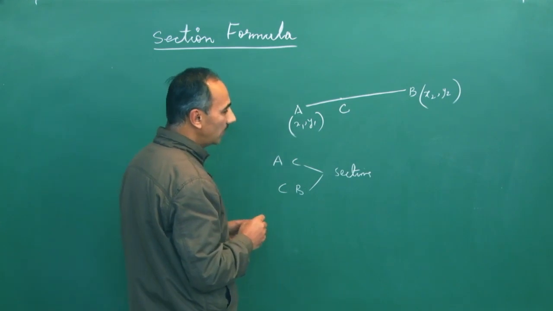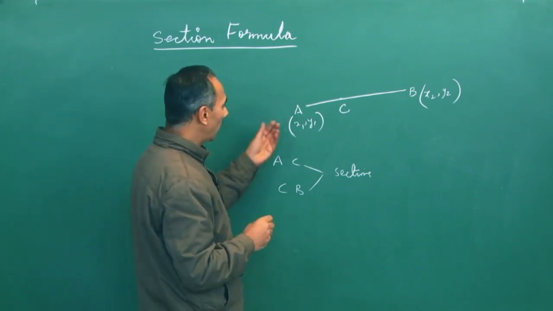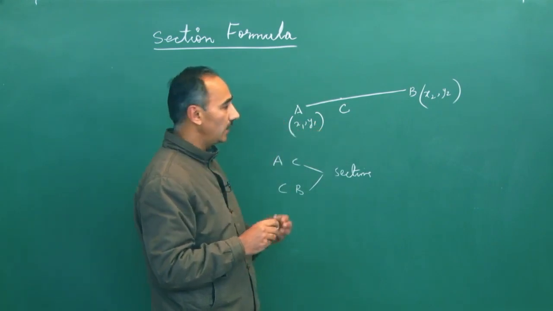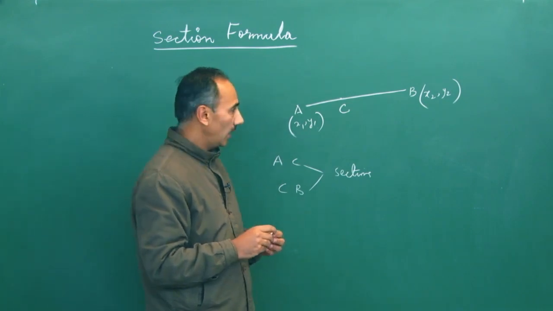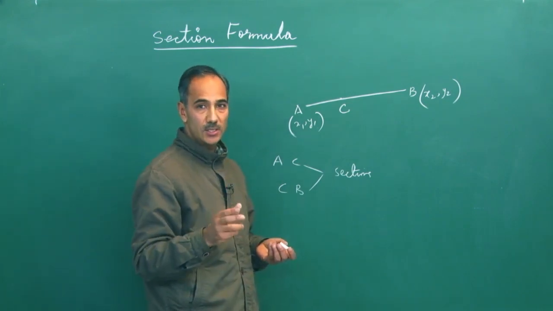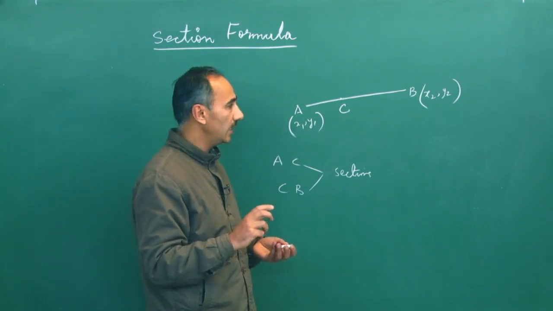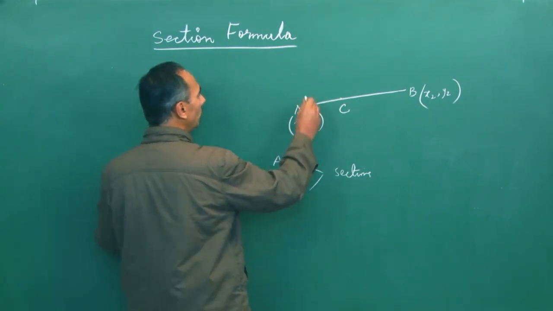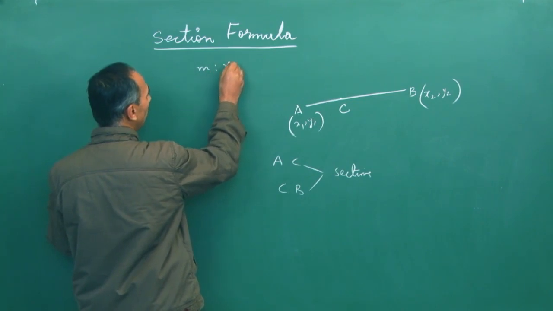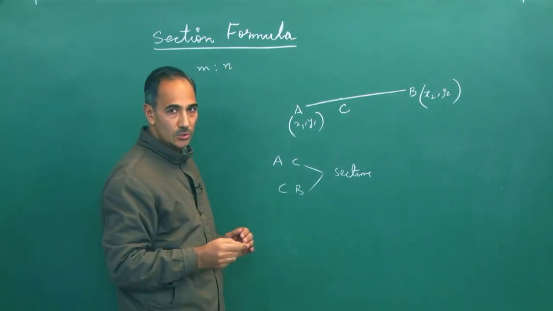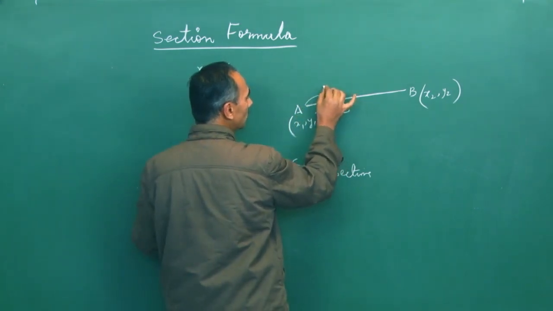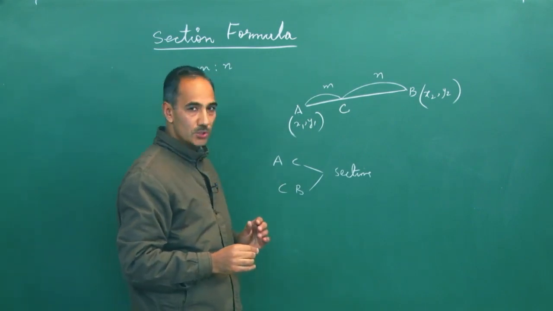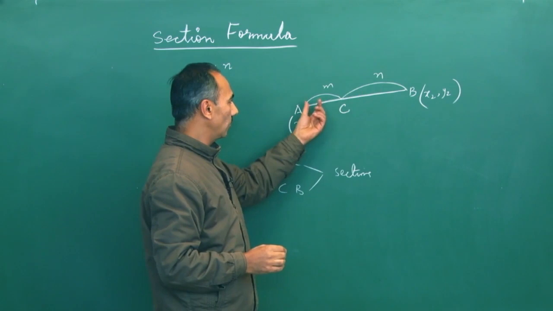Now, what will be given and what do you have to find? The coordinates of A will be given, the coordinates of B are given, and C is dividing AB in a certain ratio. That ratio will be given. And don't forget that we say C divides AB internally. C can divide AB externally also. That is a grade 11 concept. Now, let the ratio be M is to N. Some books take it as M1 is to M2. That means AC is M units and CB is N units. So M and N are both positive integers, like 2 is to 3, 1 is to 5, and so on.